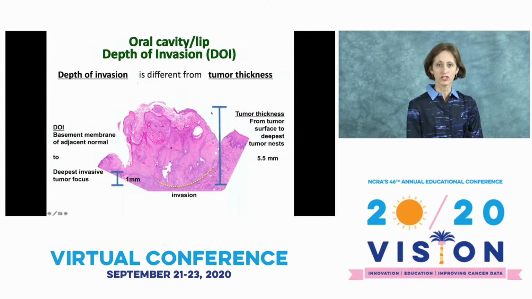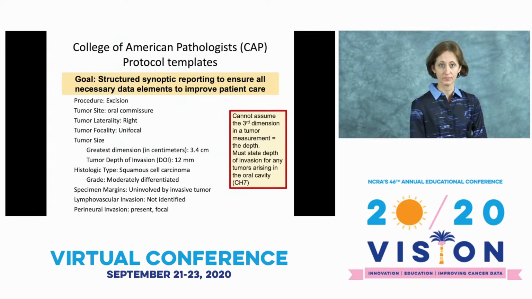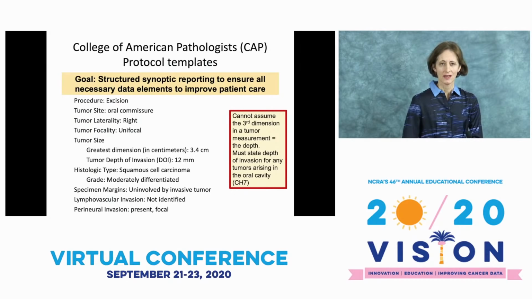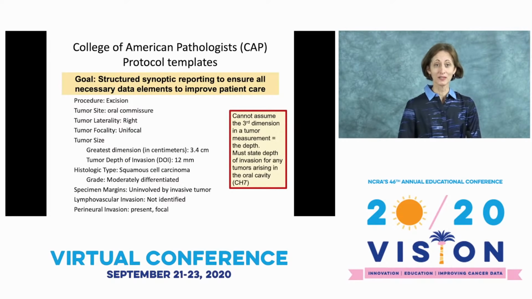But in this example, the tumor has a much greater thickness. That would be from the very top of the tumor down. And so it is very important as we gain numbers from the report to make sure that we're talking about the depth of invasion if we're needing to use the oral cavity lip chapter. What can help us out, depending on who's formatting the reports, is a move for standardization of structured synoptic reporting to ensure all the necessary data elements are provided for patient care, which really aids, of course, what you need to do, which is gathering the information for the registries.